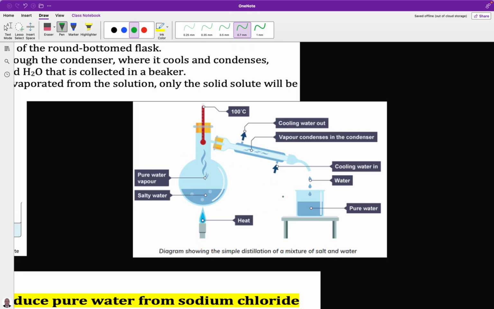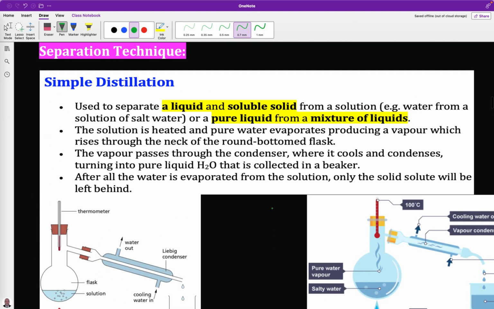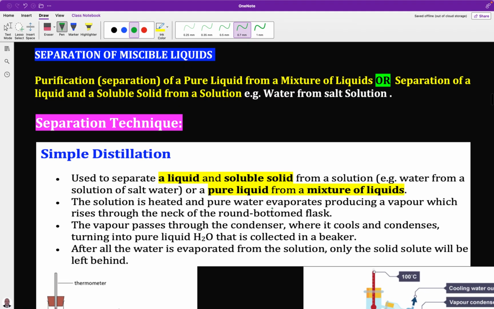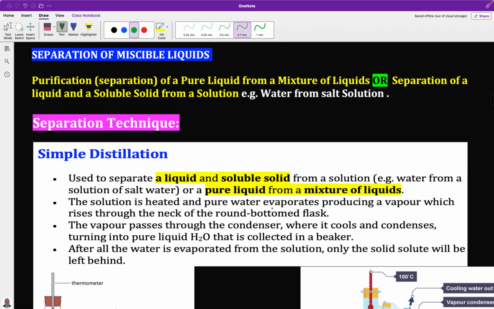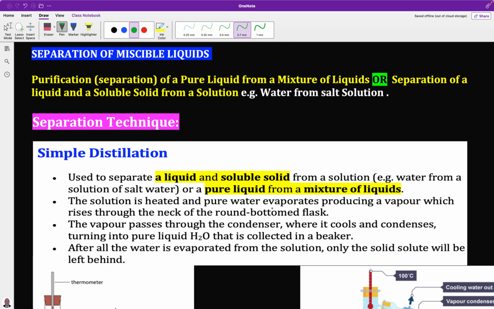So you should study the diagram, know what is happening, what goes in, what comes out, where condensation is taking place, and where the distillate, the condensed vapor, comes out and where it is being collected. So it is very important for you to understand this diagram and how it works. Thank you. And that is how you can separate water from salt solution. Separation of miscible liquids using the simple distillation technique.